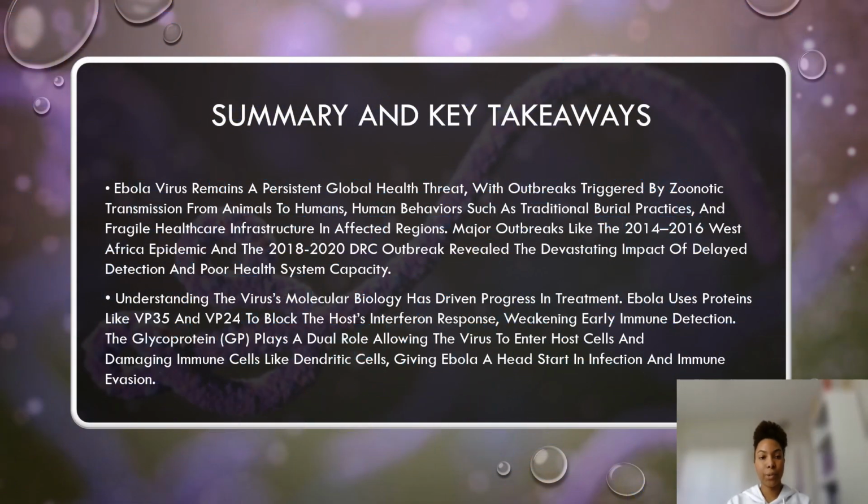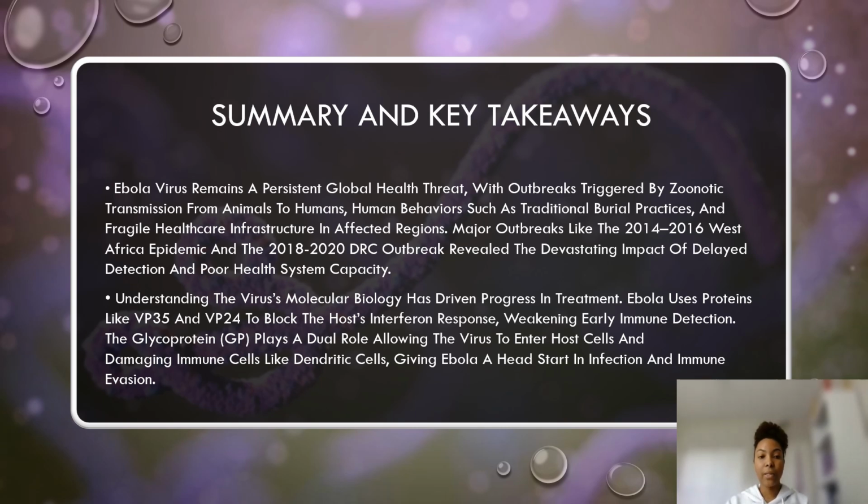As the presentation comes to an end, the summary and key takeaways include: Ebola virus remains a persistent global health threat, with outbreaks triggered by zoonotic transmission from animals to humans, human behaviors such as traditional burial practices, and fragile healthcare infrastructure in affected regions. Major outbreaks like the 2014 to 2016 West African epidemic and the 2018 to 2020 DRC outbreak have revealed the devastating impacts of delayed detection and poor health system capacity.